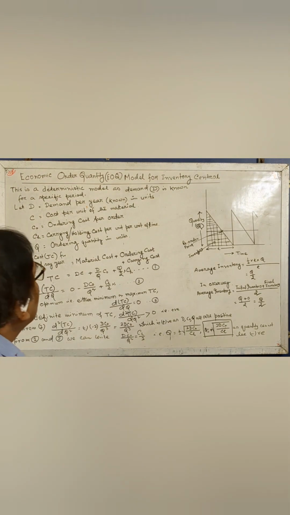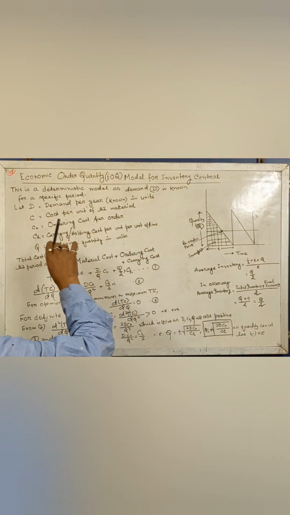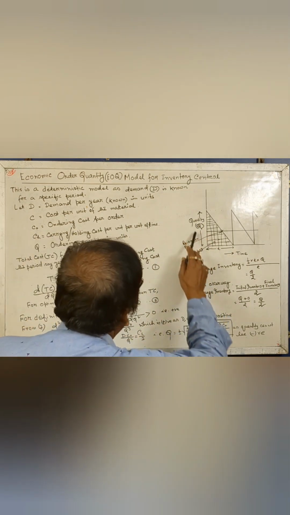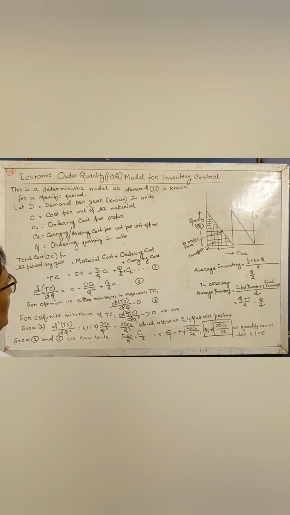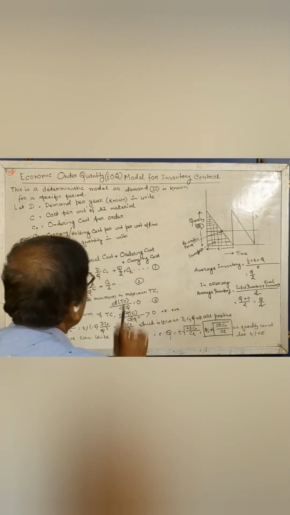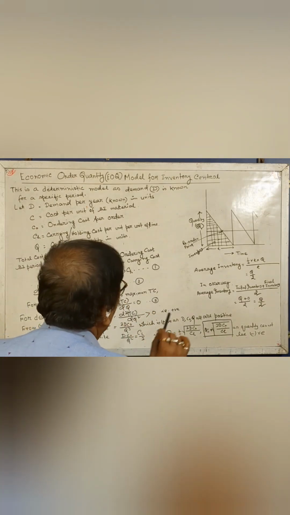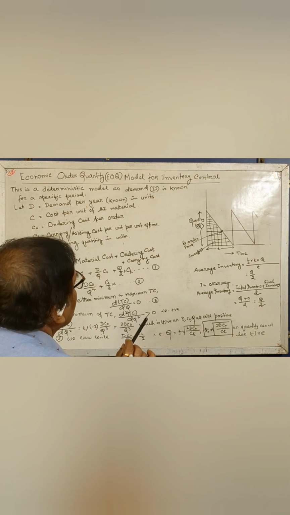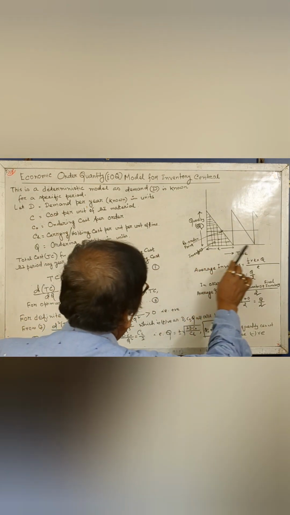Economic order quantity model for inventory control. This is a deterministic model, as demand is known for a specific period. Graphically, how the inventory is functioning is shown by this graph. The condition is instantaneous replacement, which means at the moment the order is placed, the quantity ordered is received in the godown or production center when it is asked for. You can see this model.